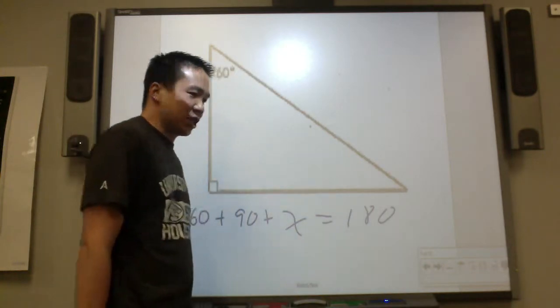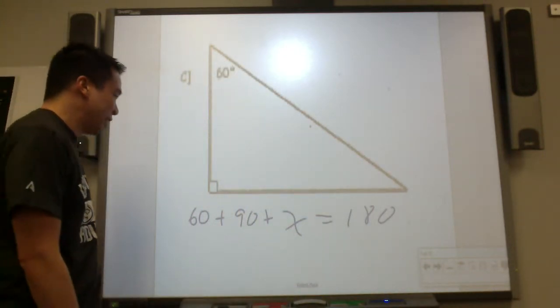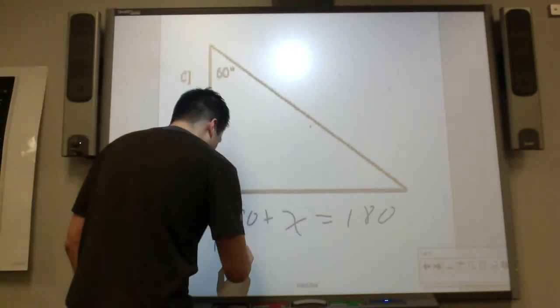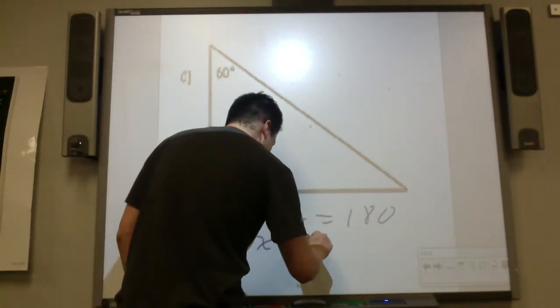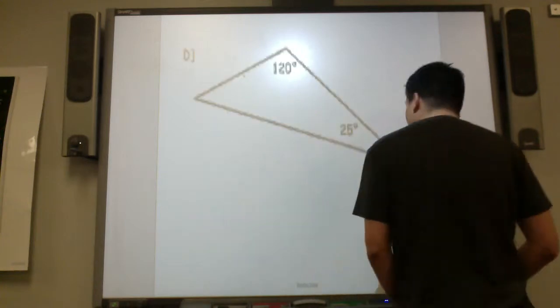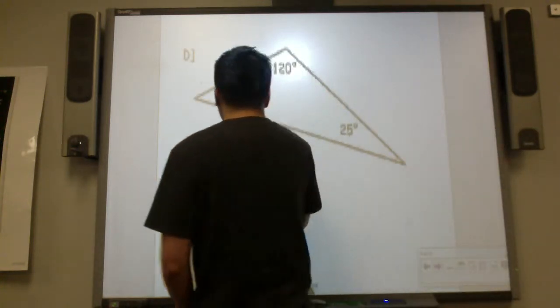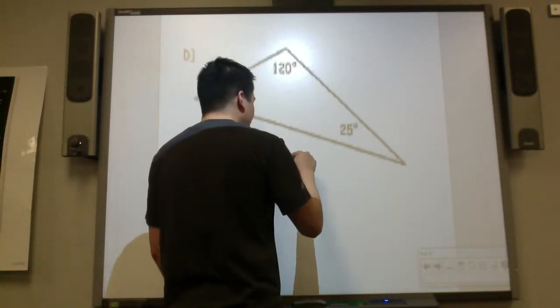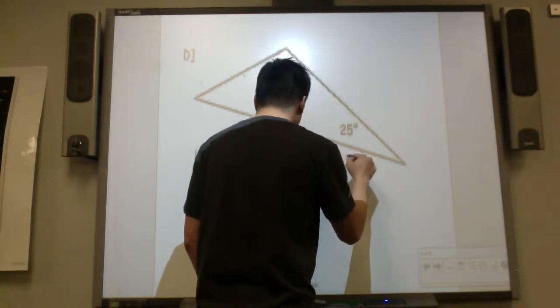Next one, we have 60 and 90 degrees plus x adds up to 180 degrees. Again, the three interior angles of a triangle add up to 180 no matter what. 60 plus 90 is 150. 150 plus x is 180. I'm going to do it in my head. It is 30 degrees.